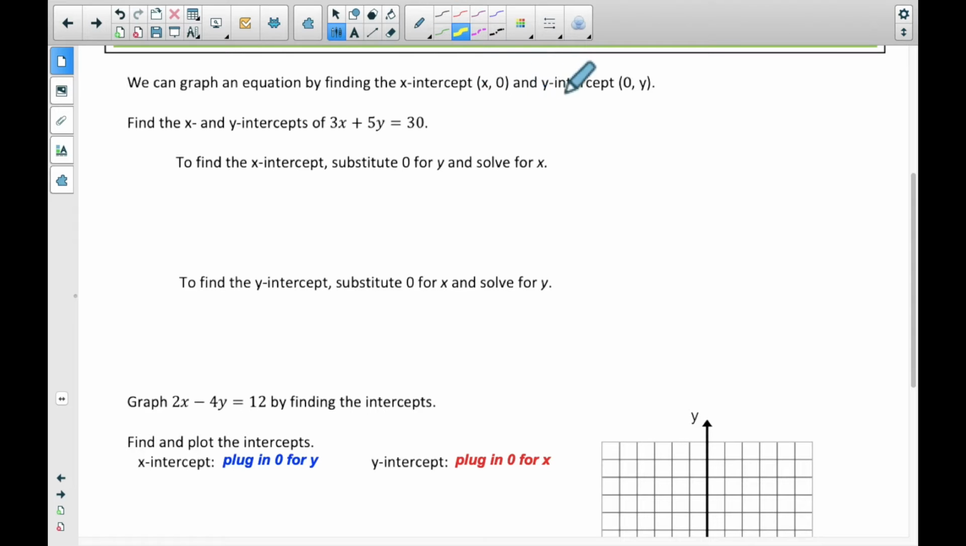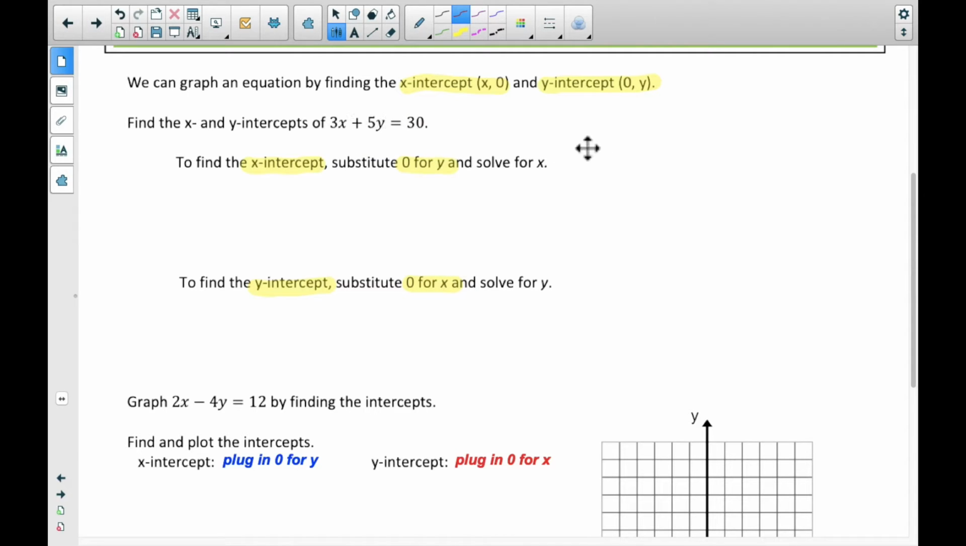Okay, when we do this, what we are actually going to be doing is finding x-intercepts and y-intercepts. The y-intercept is not as easy as in slope-intercept form because there's no b in here. But what we do is really a pretty easy process. To find the x-intercept, we plug in a 0 for y. And to find the y-intercept, we plug in a 0 for x.